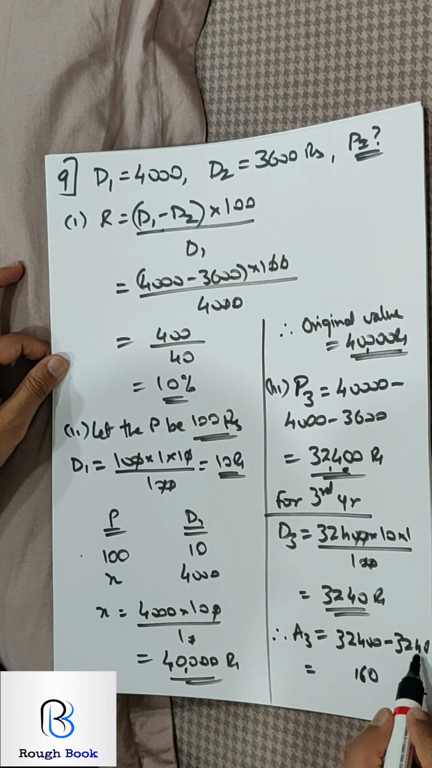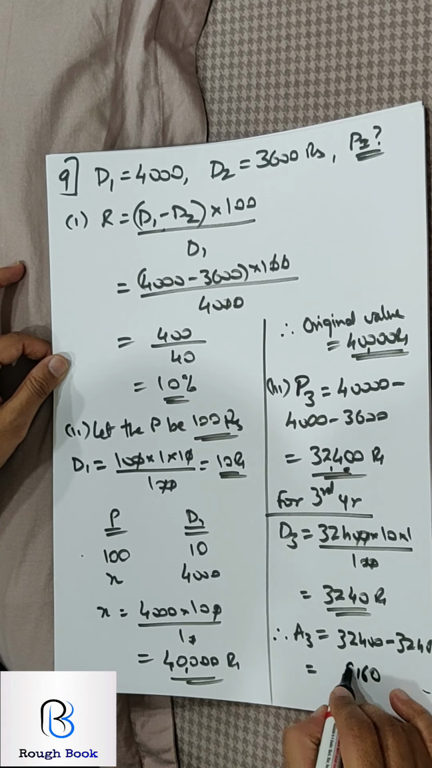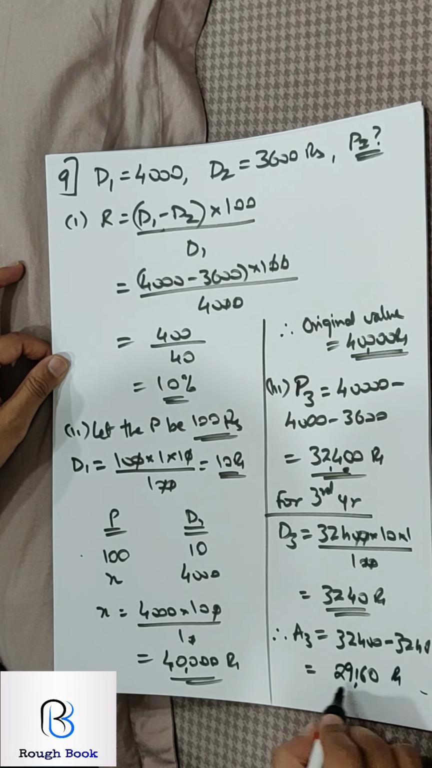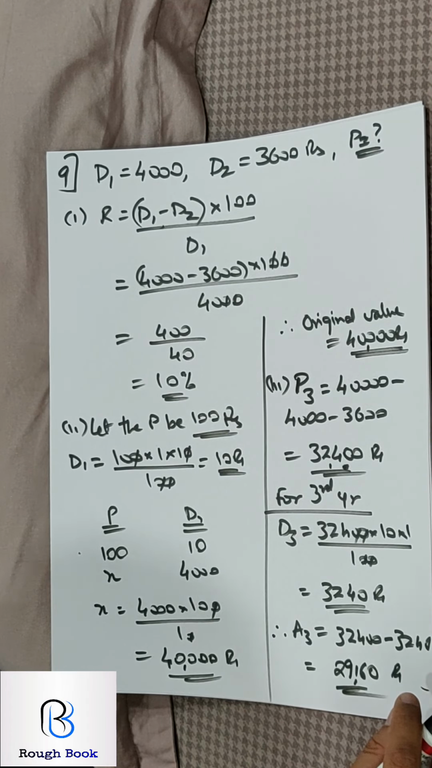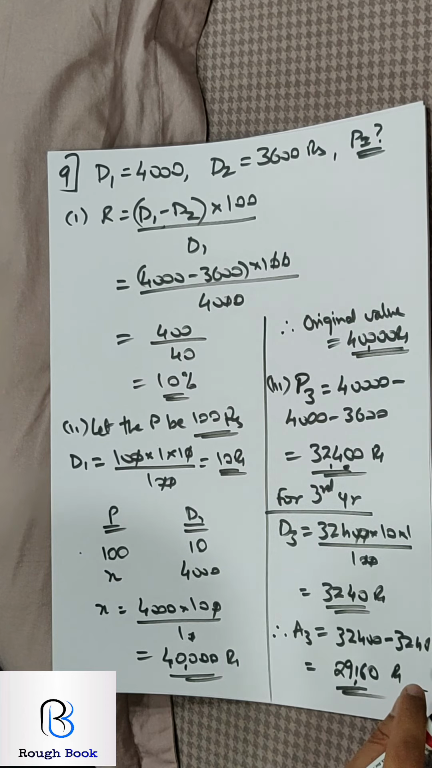So first 0, 6, 2, so 1, 9 and 29. Anyone managed to get the same answer? 29, 160? Yeah, superb. That's correct. Let's go to the next one.